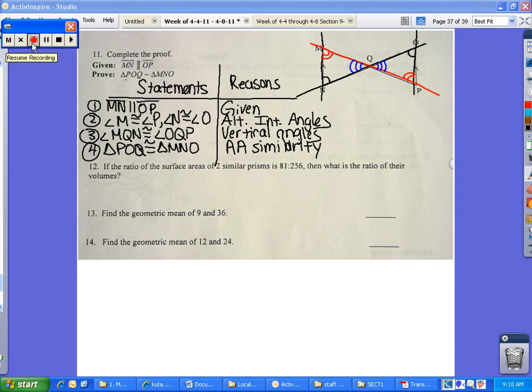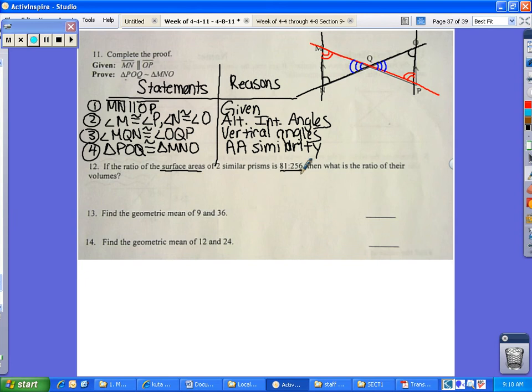Alright, so here's your proof. Again, you can see that I've written that the two angles are congruent by the alternate interior angles. That would be the black and the red one. And then the two angles that are vertical are congruent, and then by angle-angle similarity. Again, you don't need all three of these angles, but since we can conclude them, we can go ahead and write them.